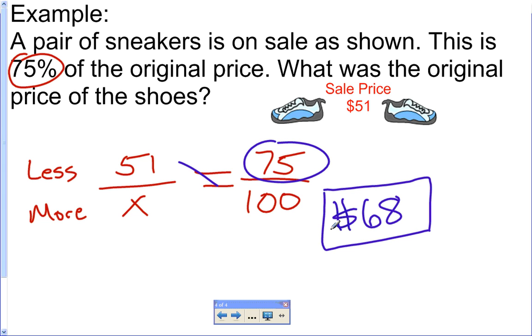Okay, so that's all there is for this lesson. Again, this is just a different strategy, so when you don't have a problem that says is and of, you can still come up with an answer.